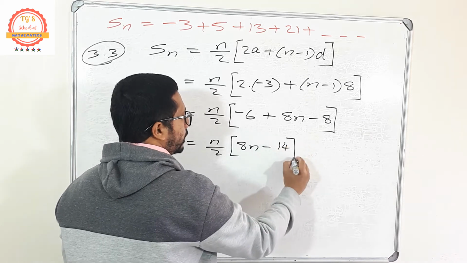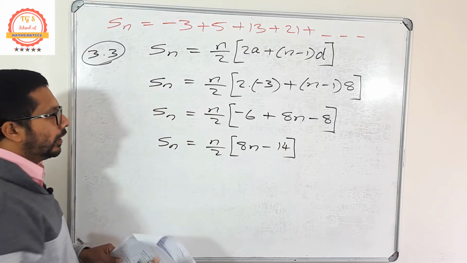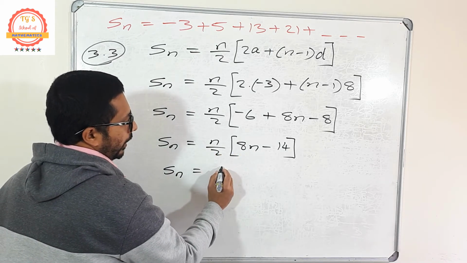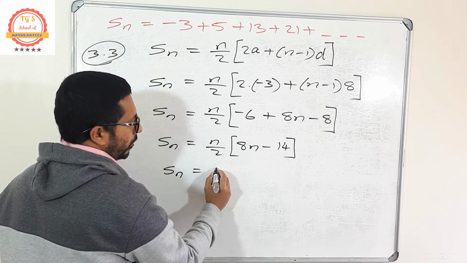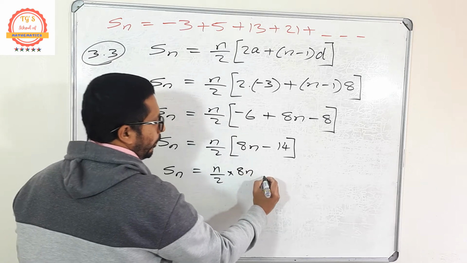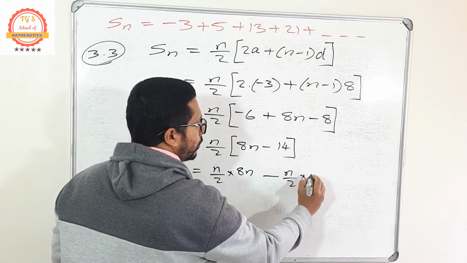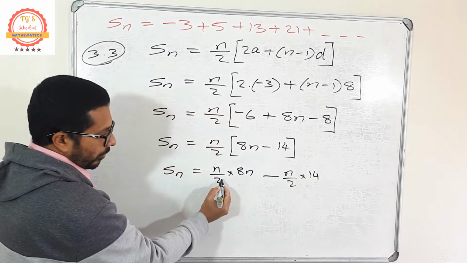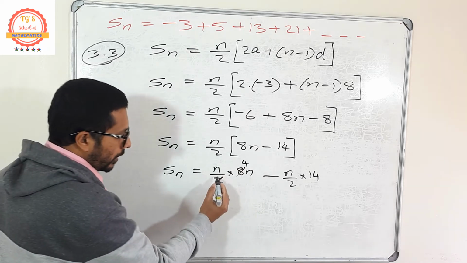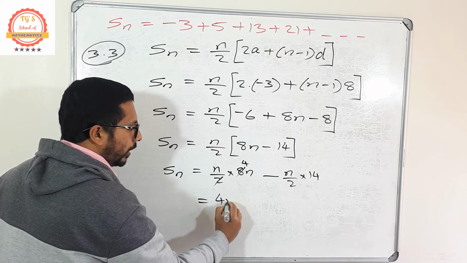Minus 40. Minus 6 minus 8 is minus 40. Okay, so now expand the bracket. Sn is equal to n by 2 into 8n minus n by 2 into 40. So you can see this 2 and this 8 cancel. So remaining is 4. So what is remaining here? 4n into n. That is 4n square.